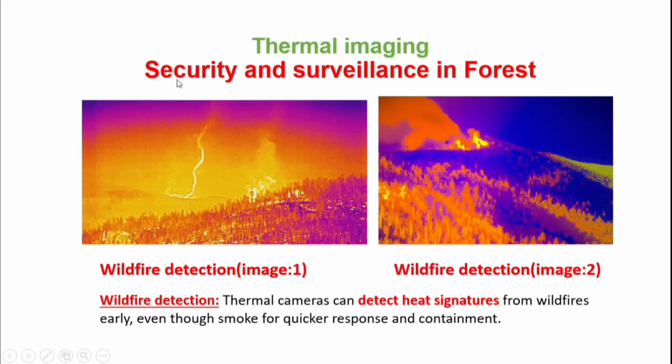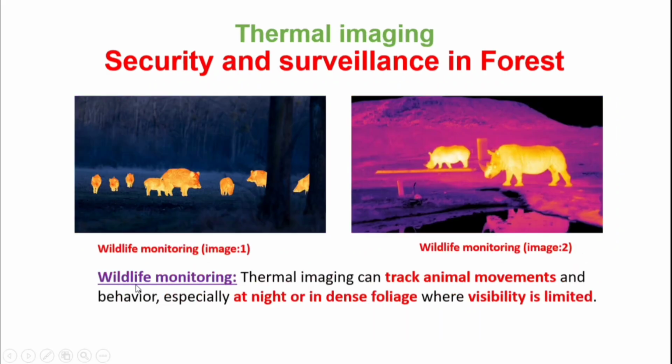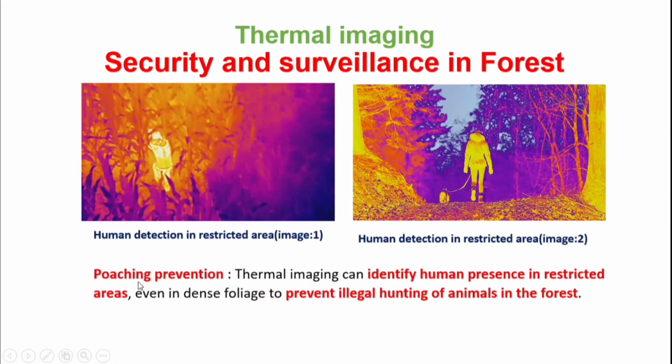Thermal imaging application in security and surveillance in forest. First one, wildfire detection. Thermal cameras can detect heat signatures from wildfires early, even through smoke, for quicker response and containment. Next, wildlife monitoring. Thermal imaging can track animal movements and behavior, especially at night or in dense foliage where visibility is limited. Next, poaching prevention. Thermal imaging can identify human presence in restricted areas, even in dense foliage, to prevent illegal hunting of animals in the forest.